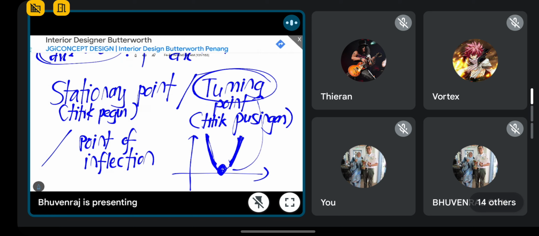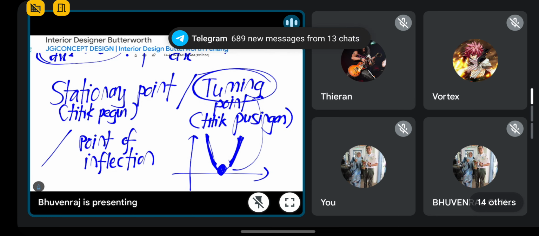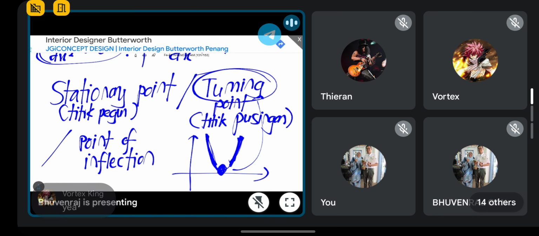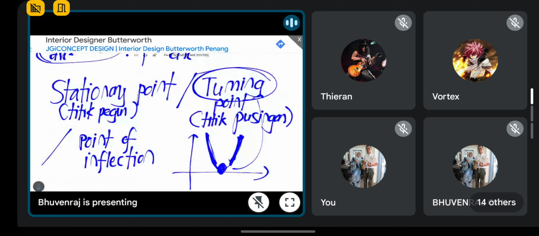Can you get it, guys? Boleh faham poin saya tak? Why we call this turning point? Because ini adalah titik di mana graf berubah dari sini ke sini. It changes shape already. Okay? So if I ask you, if you really understand the meaning of turning point, let me ask you a question.